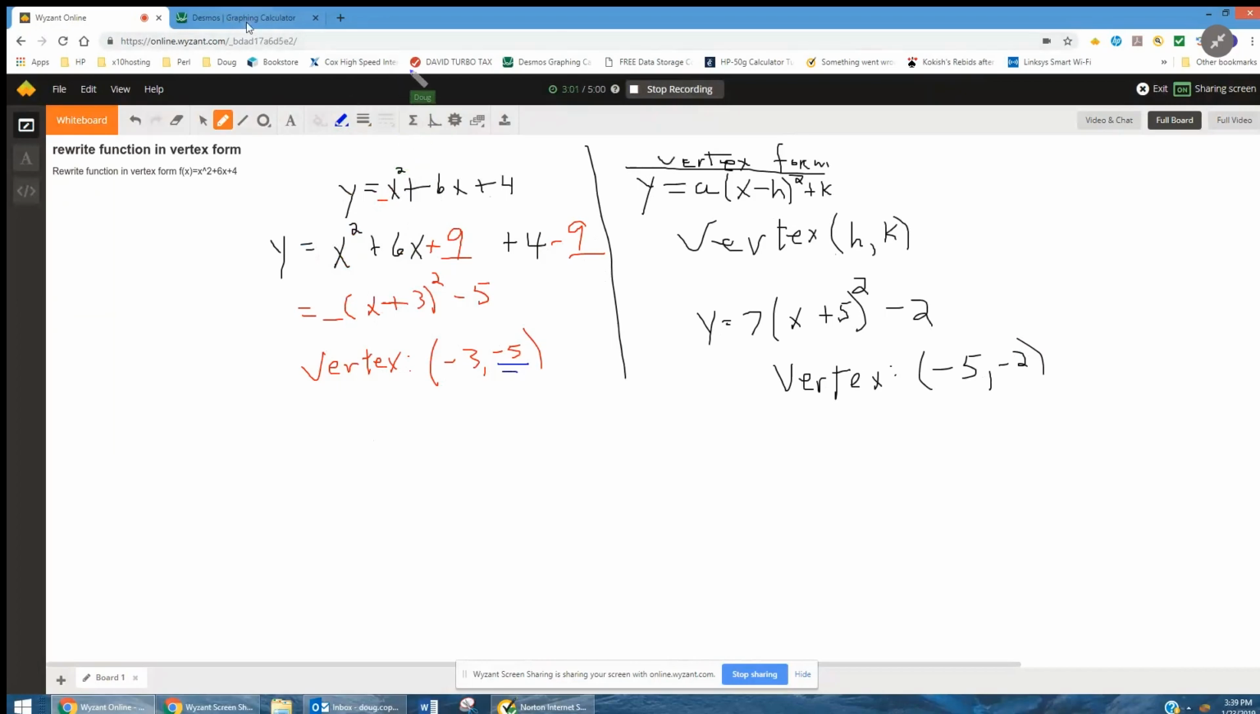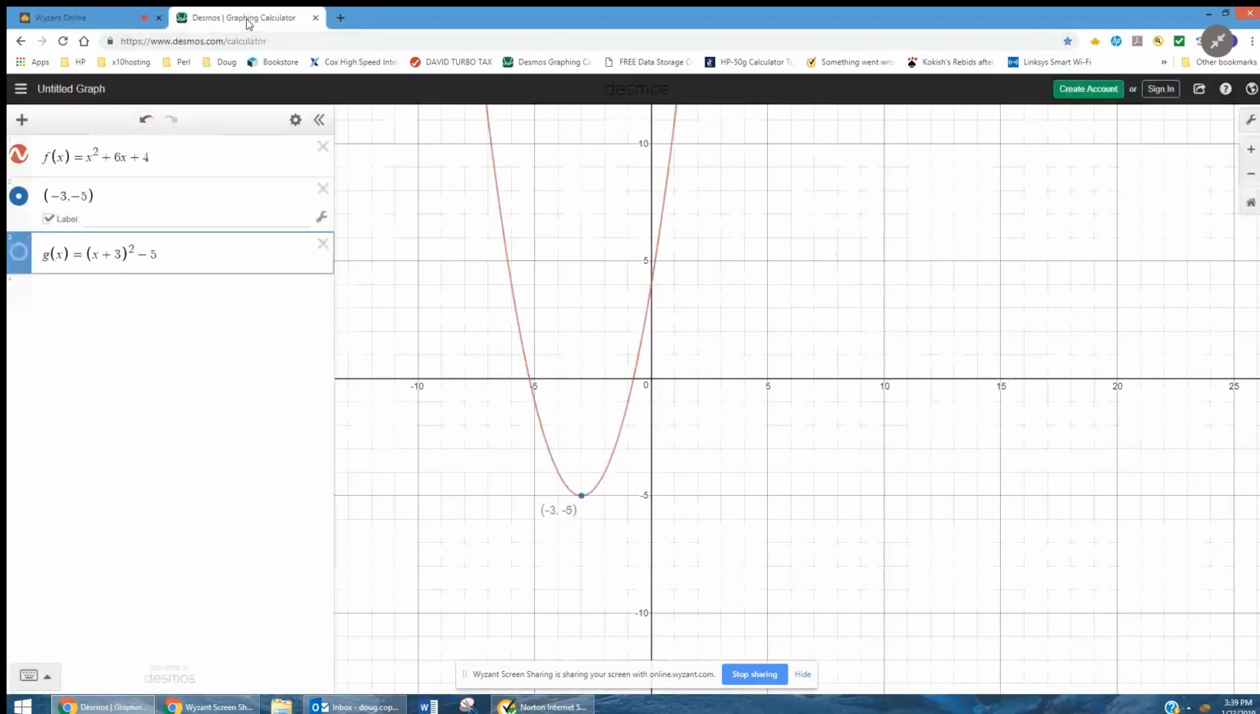Now let's go to Desmos just so you can see. Here I've graphed the original function in standard form, f of x equals x squared plus 6x plus 4. There's the vertex. If I hide that one and enable g of x, you get the same function, same graph, either way. So standard form, vertex form.